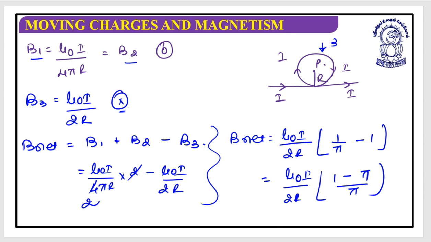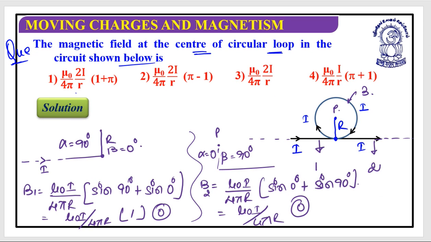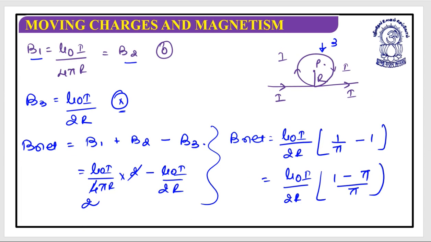Is it the same? Yes. If you want to match it with the answers, look at this. Every time 4 pi is there. So to make this a 4 pi, you need to multiply and divide it by 2 pi. So in this situation, this equals mu naught I divided by 2 into 2 pi. It's a 4 pi r. Yes. Then 1 by pi into the bracket of 2 pi. Then cancel this and try to reach the options. I hope this is clear.